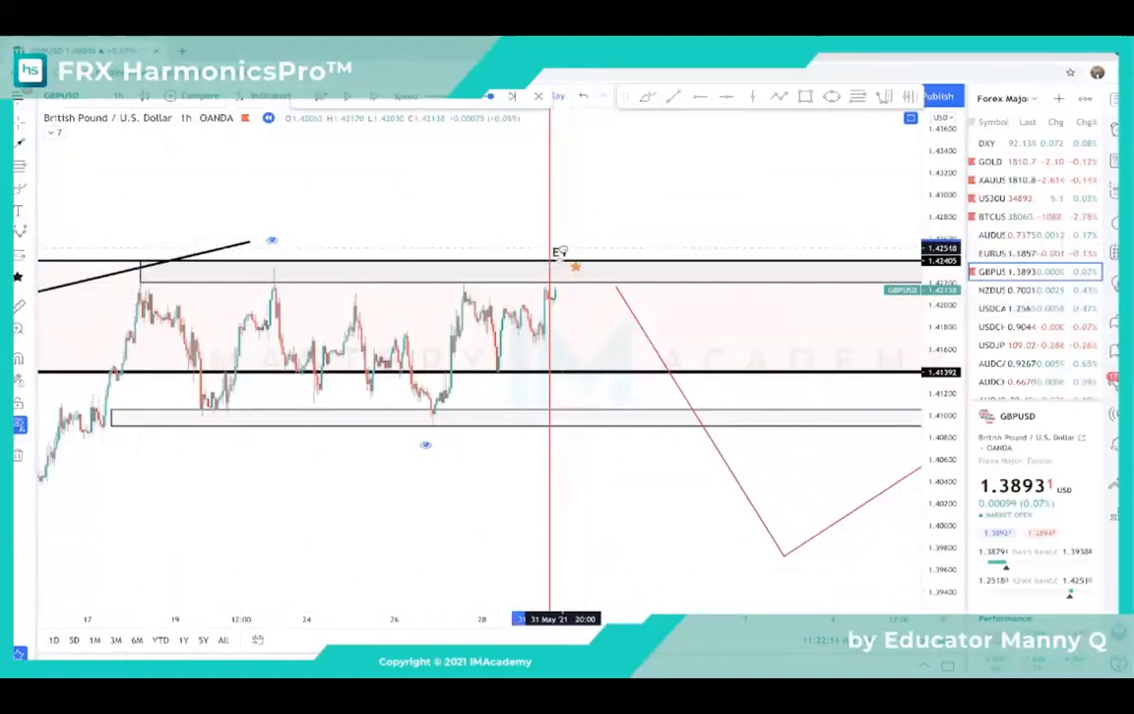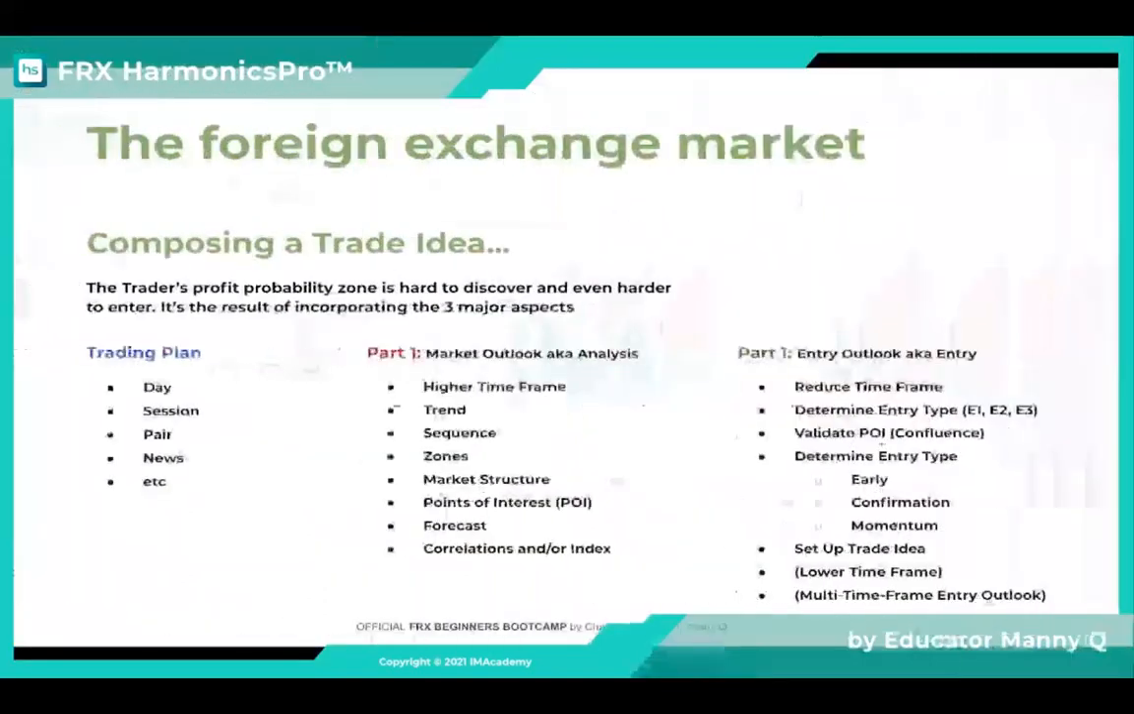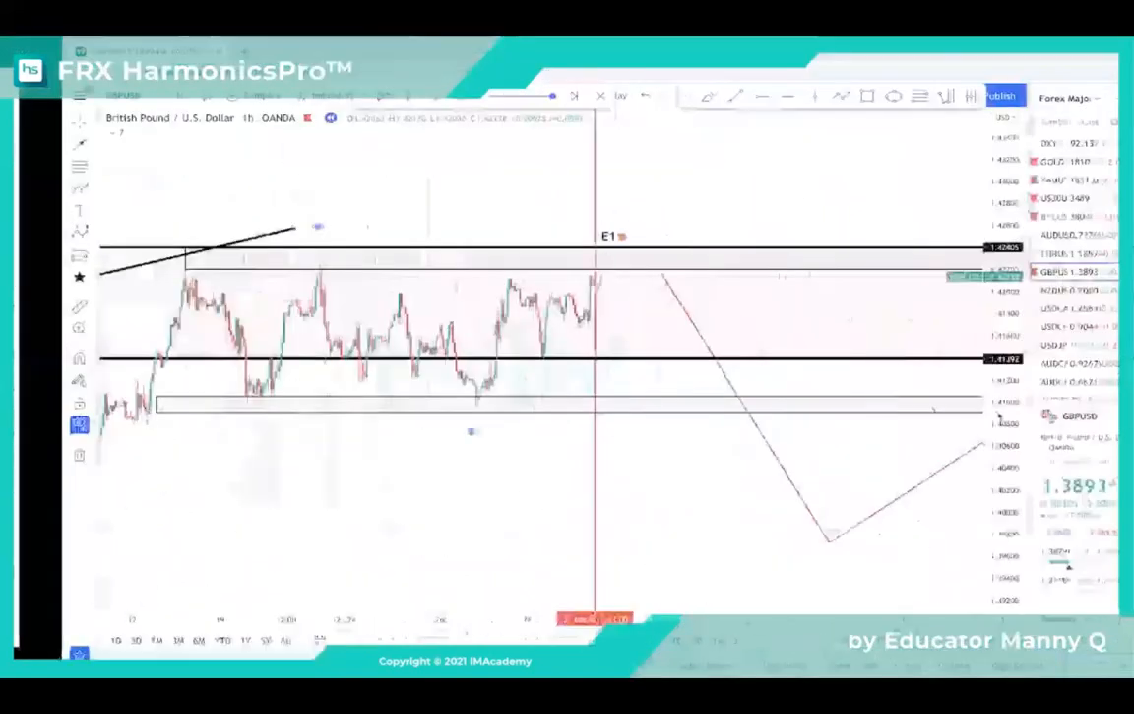Okay, so here goes your E1 entry point right over there. Is this a valid point to enter? Yes, it is, depending on your analysis. Now, your E2 is your breakout.